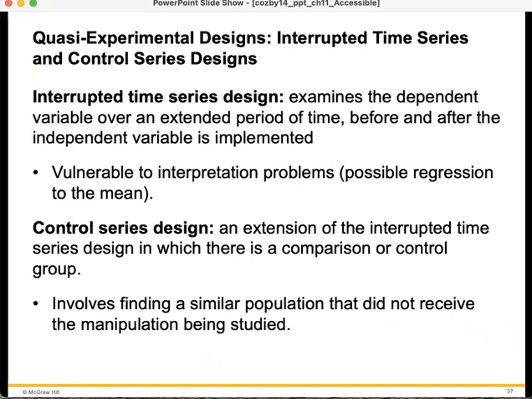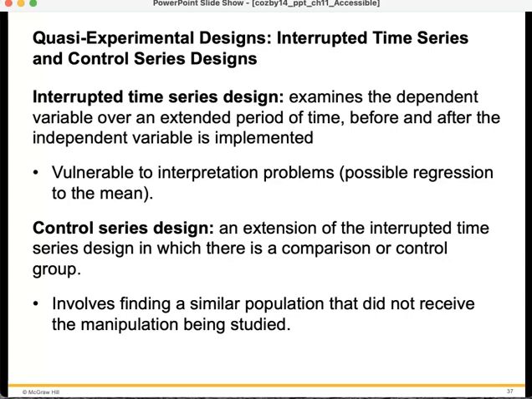Okay, so the interrupted time series design examines the dependent variable over an extended period of time before and after the independent variable is implemented. Very simple: there's an extended period of time before and after the independent variable is implemented, a much longer experiment. But it is vulnerable to interpretation problems, such as possible regression to the mean, as we talked about previously.